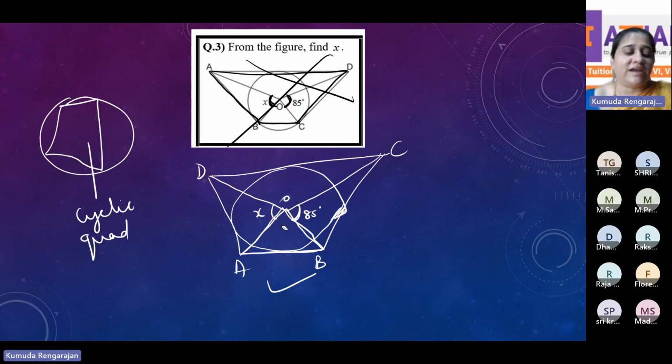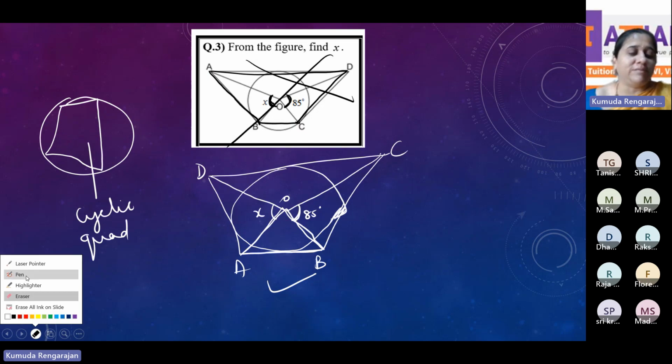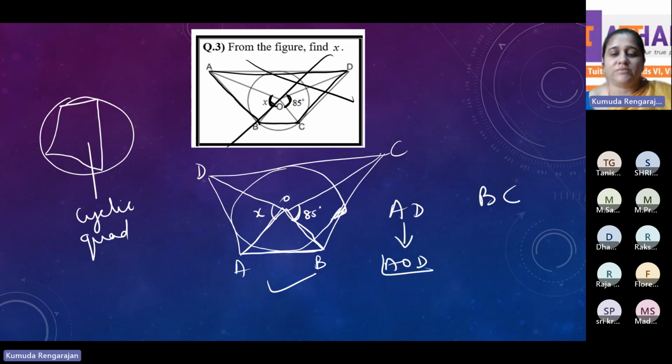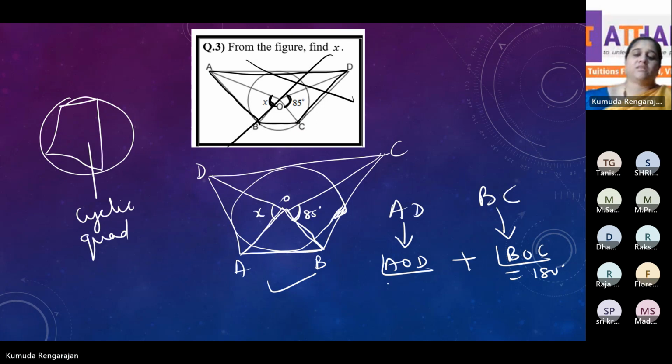We know that each side subtends an angle at the center. Take the opposite sides. The opposite sides are AD and BC. The side AD subtends angle AOD at the center. The side BC subtends angle BOC at the center. Now the sum of these two angles is 180.